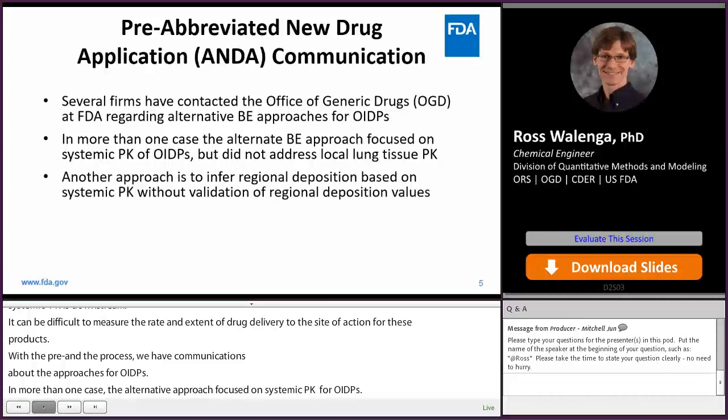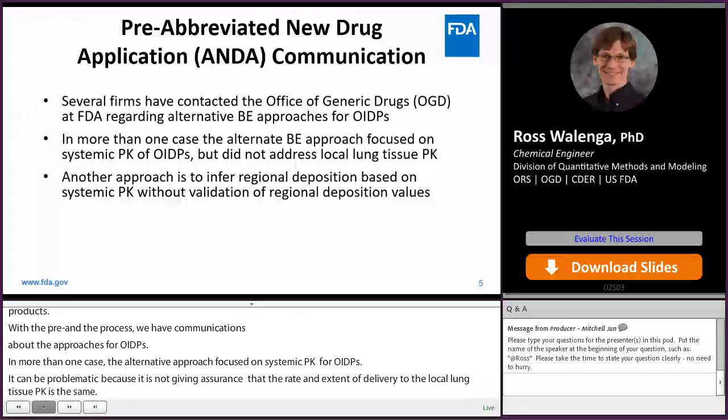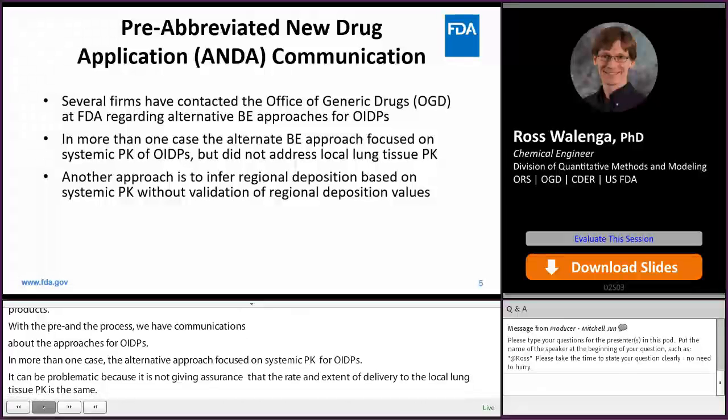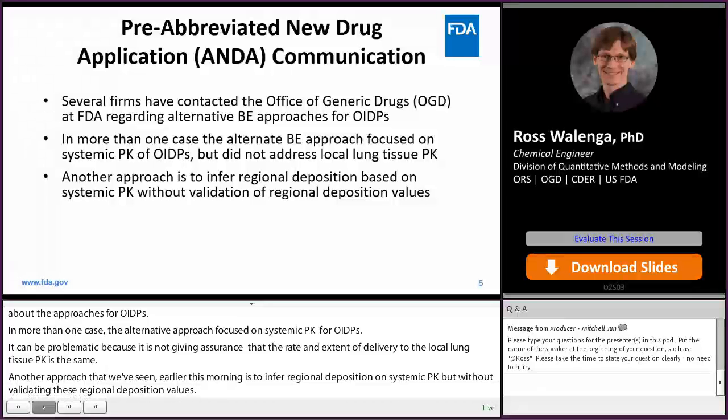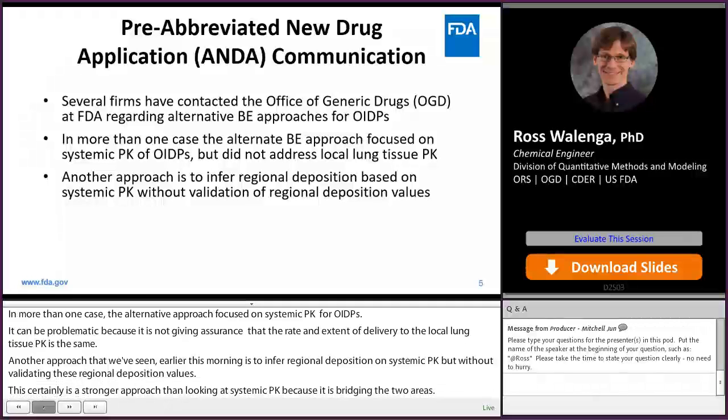Another approach that we've seen, and Dr. Hahn spoke about in an earlier talk this morning, is to infer regional deposition based on systemic PK, but without validating these regional deposition values. So this certainly is a stronger approach than looking at systemic PK because it is bridging the two areas, but there's no assurance that these regional deposition sort of predictions, you could call them, are actually correct.